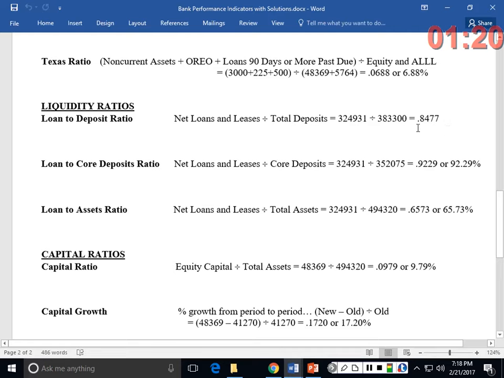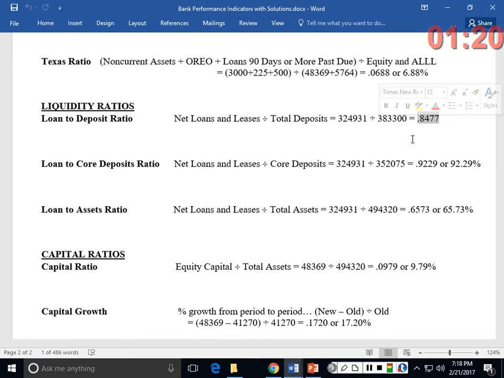That's a pretty good ratio. You're going to see this number if you're in an area with high loan demand. For example, if you're in Franklin, Tennessee, Brentwood, Tennessee, anywhere south of Nashville, going down the I-65 corridor, a lot of loan demand, you're probably going to see banks operating there with really high loan-to-deposit ratios. The reason is there's a lot of loan demand, and so they're loaning out almost all of their deposits.